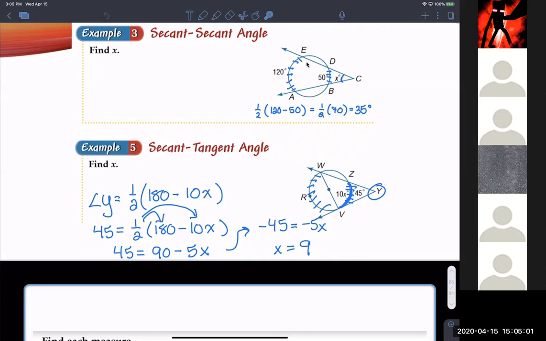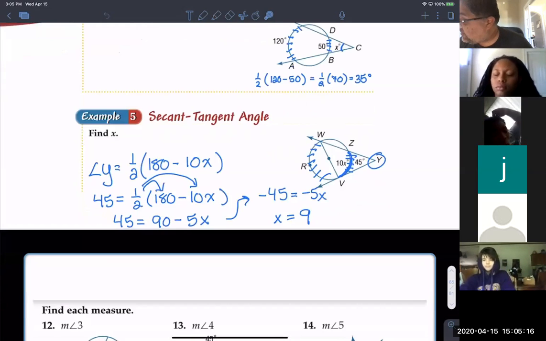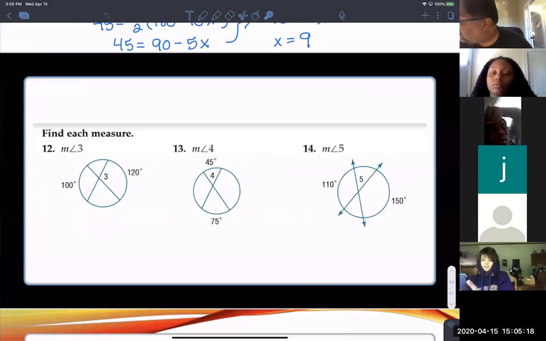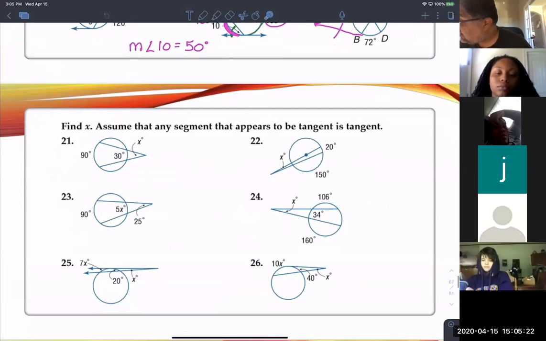All right. Are we good so far with everybody? Bradley, we good? Okay. All right. Let's do another one. Number 23. Number 23, please.